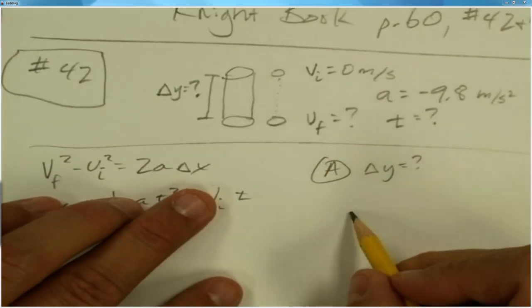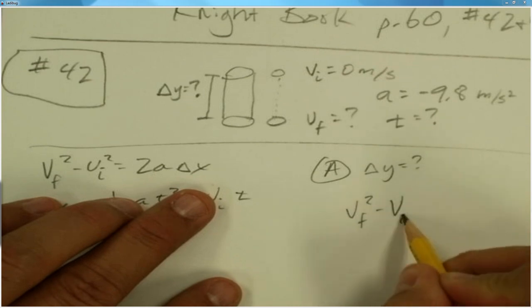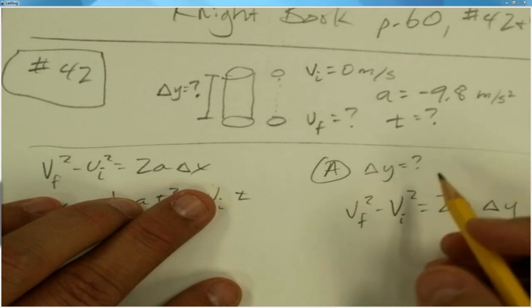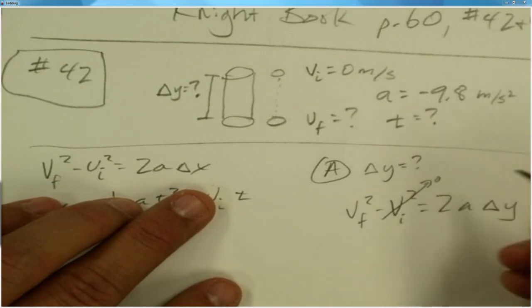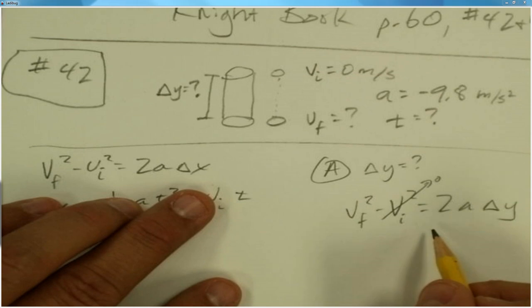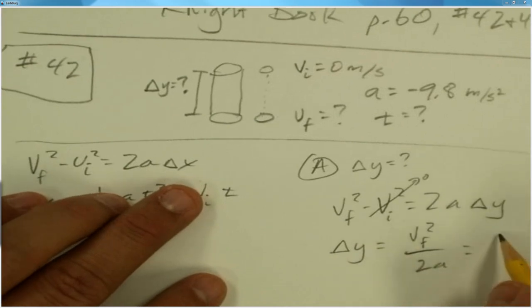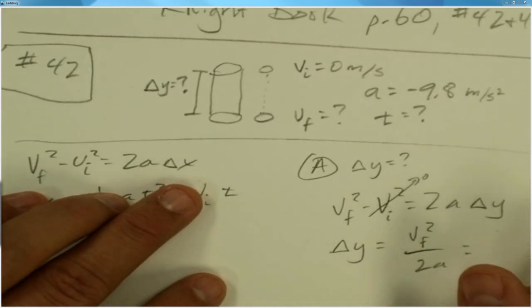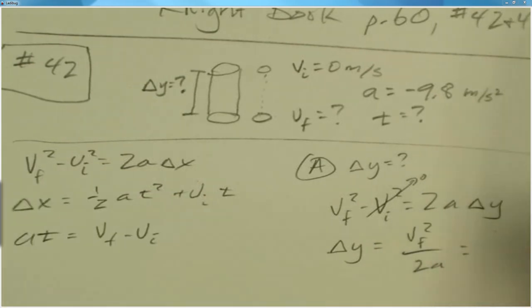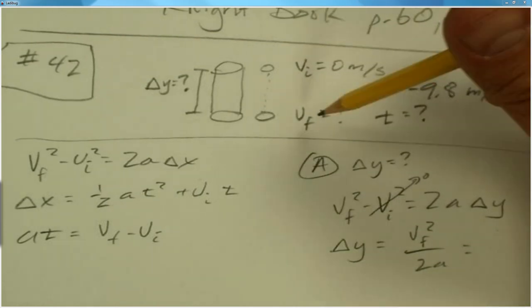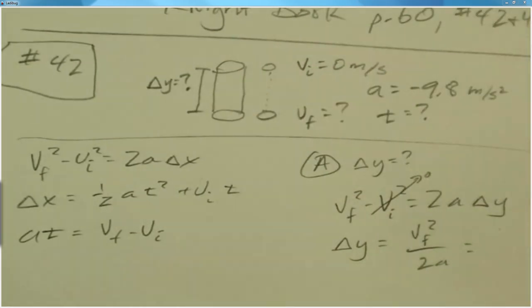So my equation has to be, and v initial is 0, so that goes to 0. I rearrange it, divide both sides by 2a. I'm going to get delta y is equal to vf squared over 2a. So vf, oh, I don't know vf either. I've got a problem. Well, shoot. You know, I can't use any of my equations. I have vi and a, but I don't know vf or t or delta y.